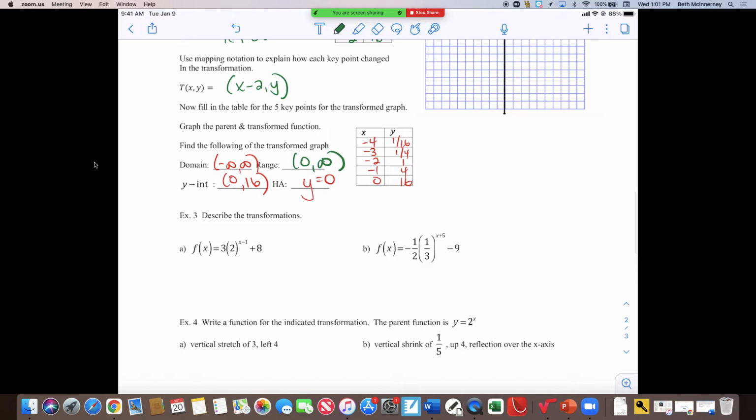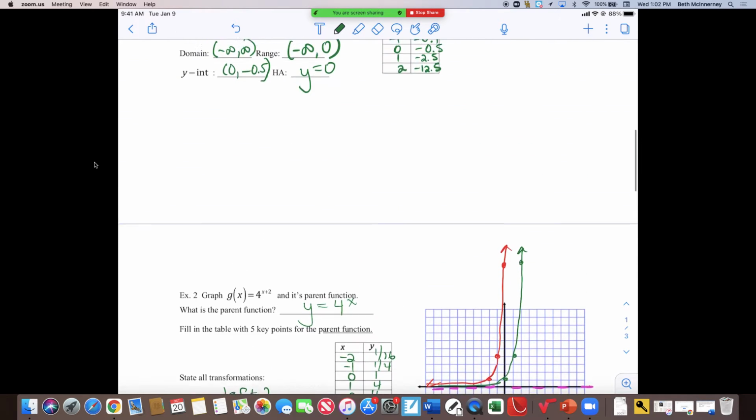Example 3. I'm going to pause a moment, and I want you to describe the transformations. Yeah. So, do you see the range did change in number 1? Yeah.